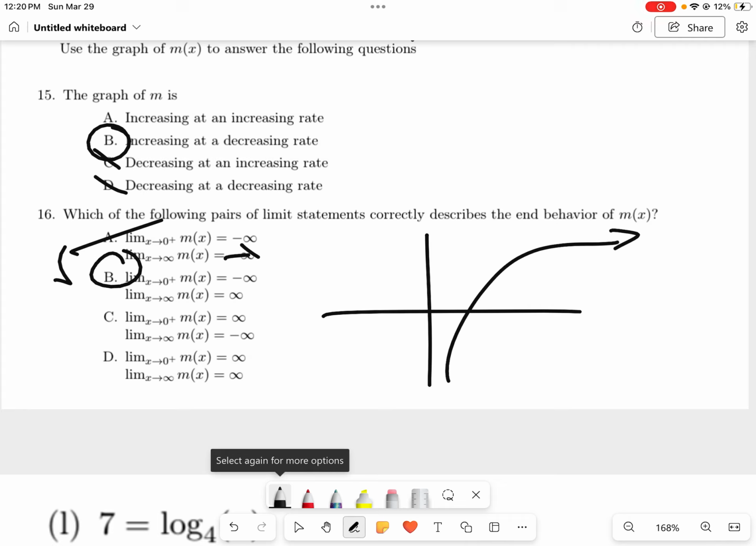Let's keep checking. As x approaches infinity from the positive side, if you're going to infinity, no, so we're going to -infinity. And this one says the same thing, so it's wrong. So it's B.